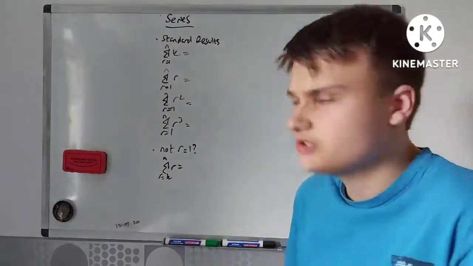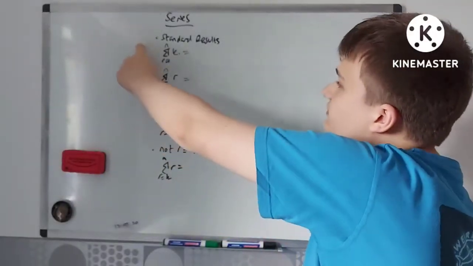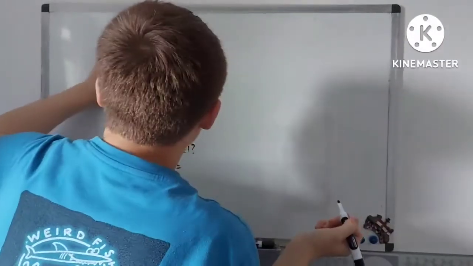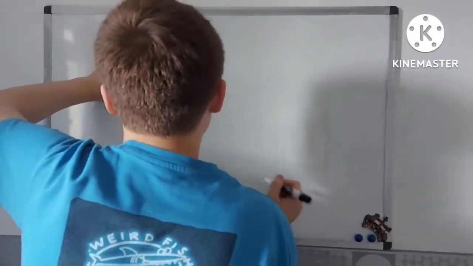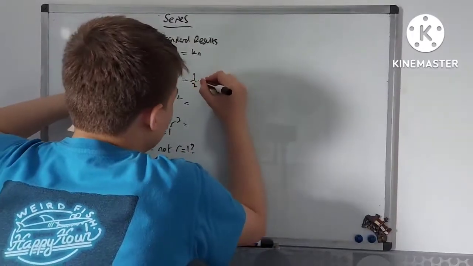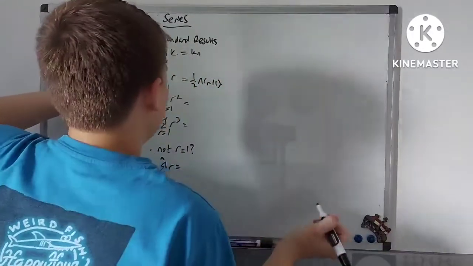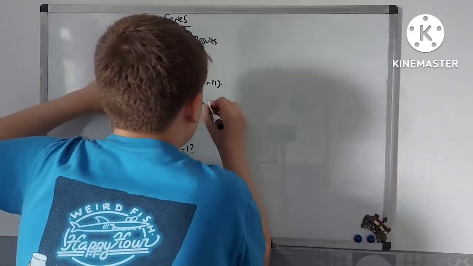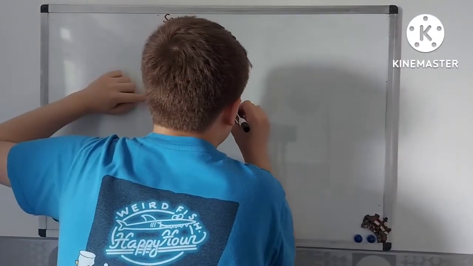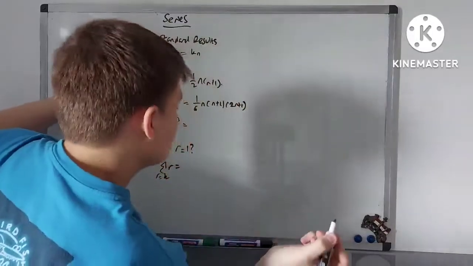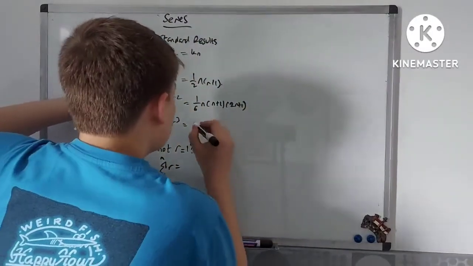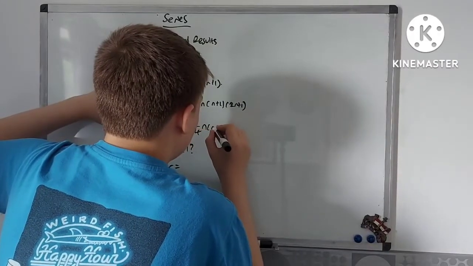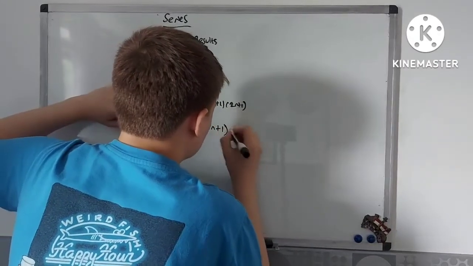Alright, so now we're looking at the series. So the sum from r equals 1 to n of k, well, that is k times n. That's a relatively simple one. Sum from r equals 1 to n of r, well, this is the Gauss formula. This is a half n(n plus 1). The sum for the r squareds is a sixth n(n plus 1)(2n plus 1). How you remember that one is up to you. And this last one here for r cubed is a quarter n squared (n plus 1) squared, I think.